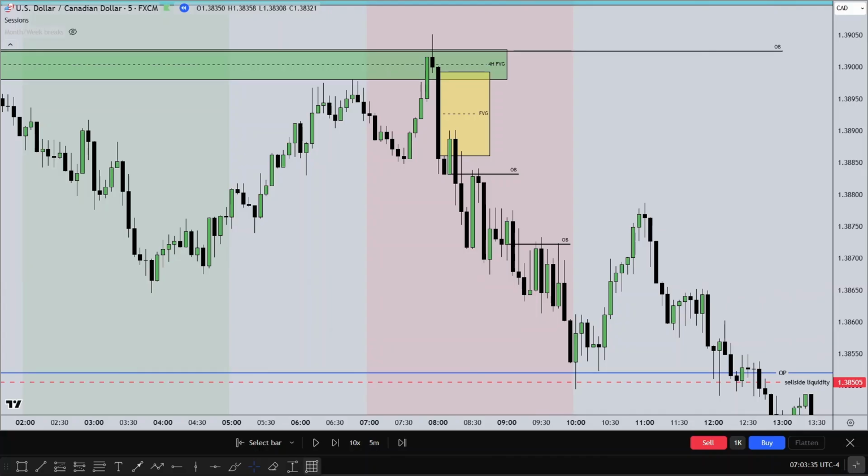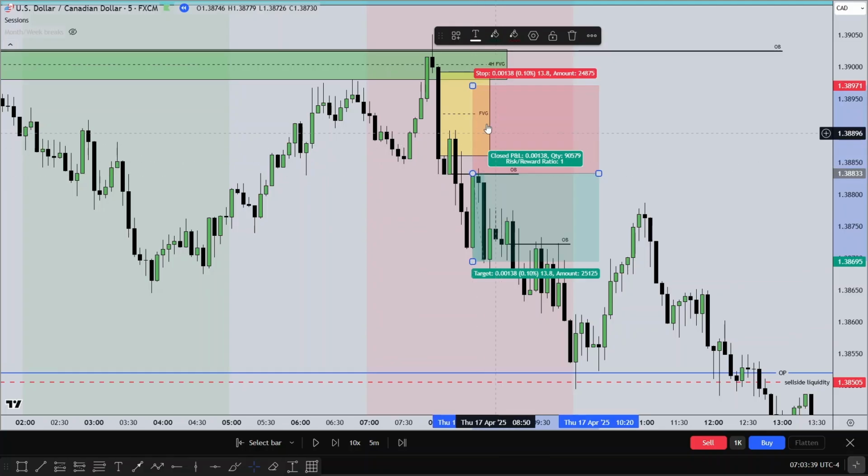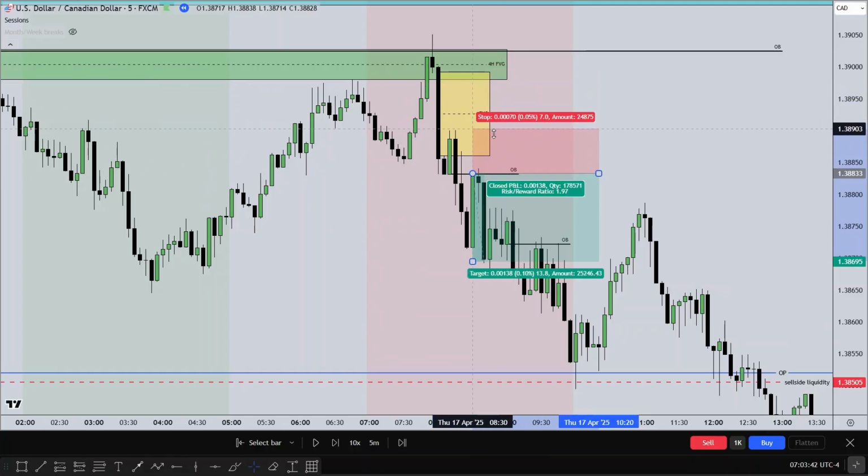which was around a 3.5 hour trade. I think it was 3.6 or 3.5.